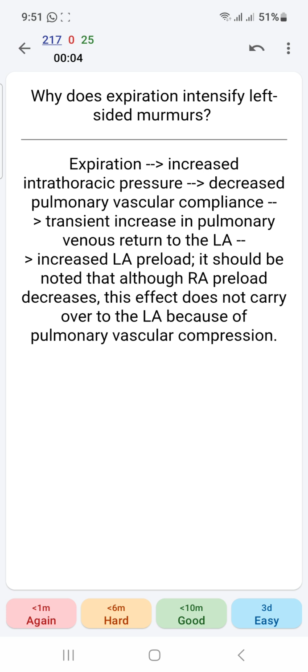Expiration causes increased intrathoracic pressure, decreased pulmonary vascular compliance, and a transient increase in pulmonary venous return to the left atrium, increasing left atrium preload. It should be noted that although RA preload decreases, this effect does not carry over to the LA because of the pulmonary vascular compression.